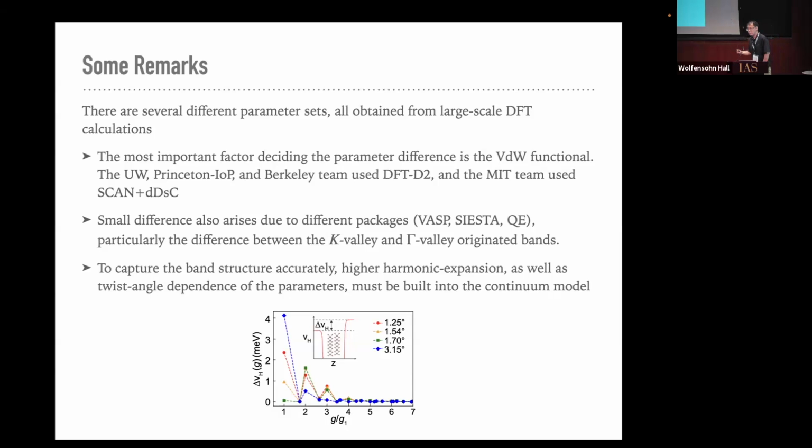But besides those details, there are some general trends I want to make sure the message gets across. To capture the band structure accurately, compared to the original model, you really need two things. One is that I showed you the higher harmonics are actually pretty important, just because the moiré potential is varying very fast. And secondly, in twisted bilayer graphene, the parameters are twist angle independent. But here we see those Fourier coefficients vary significantly as the twist angle changes. So you really have to build this twist angle dependence into the continuum model.